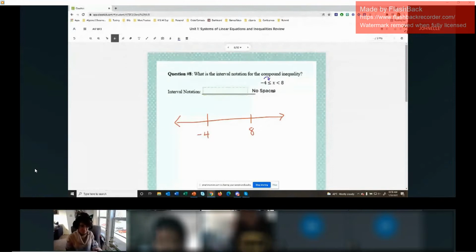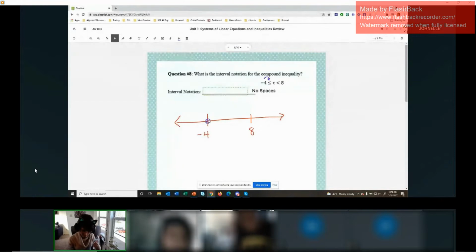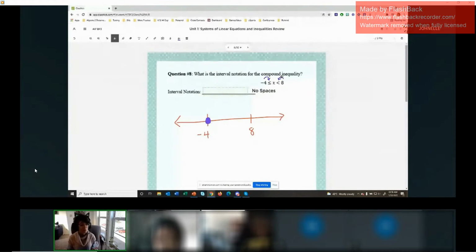Most definitely. He gets a closed dot. All right. Got you, -4. All right. Now go over to the 8. You guys see how he's right next to the regular less than sign? Yeah, so he gets an open dot at 8.